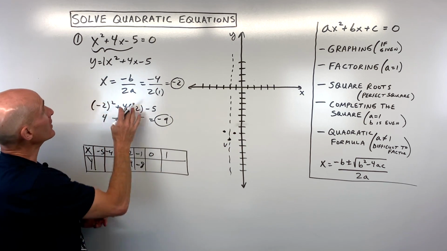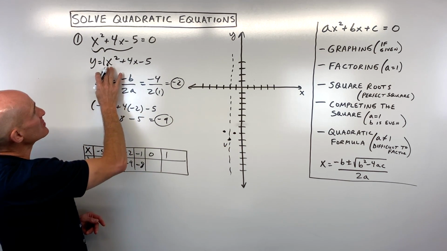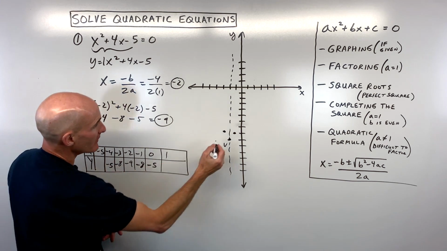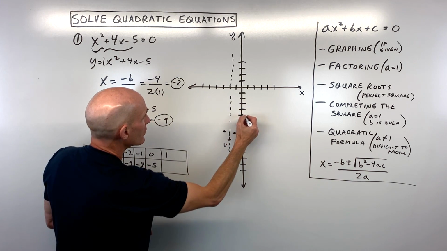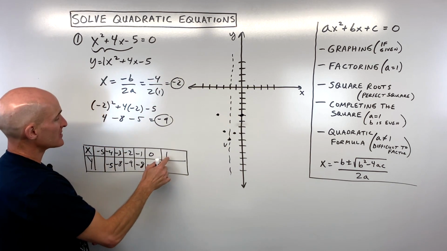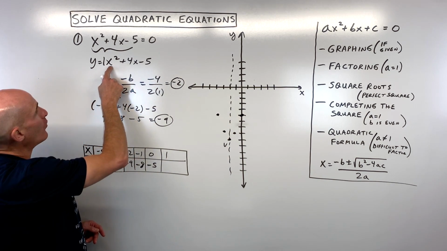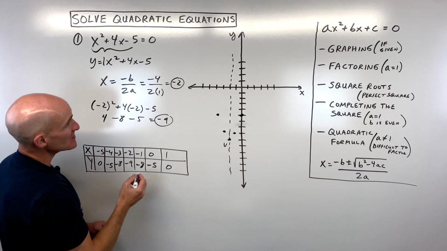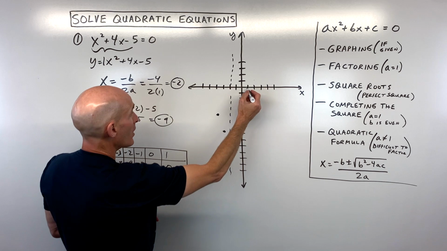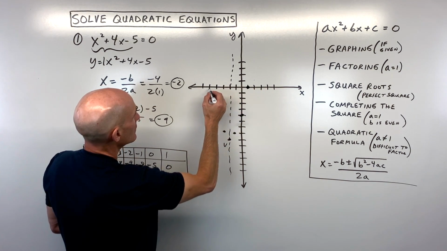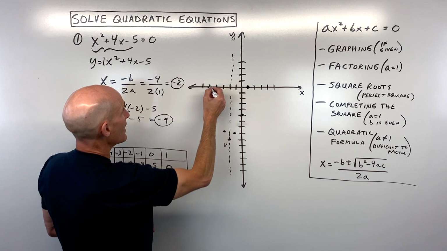If we put 0 in, that's going to give us 0 plus 0 minus 5, which is negative 5. So these are both going to be negative 5. So 2, 3, 4, negative 5, right about here. And then if we put, let's say, 1 in, that's going to give us 1 plus 4 is 5, minus 5 is 0. So that means that both of these are going to be 0. So at 1, we're at 0, and over here at negative 5, we're at 0.